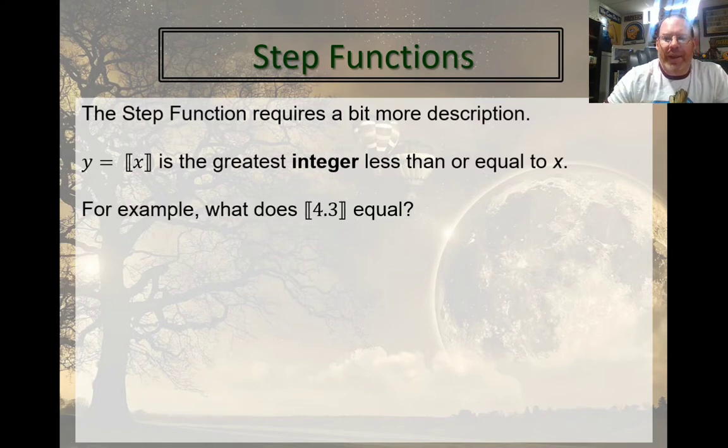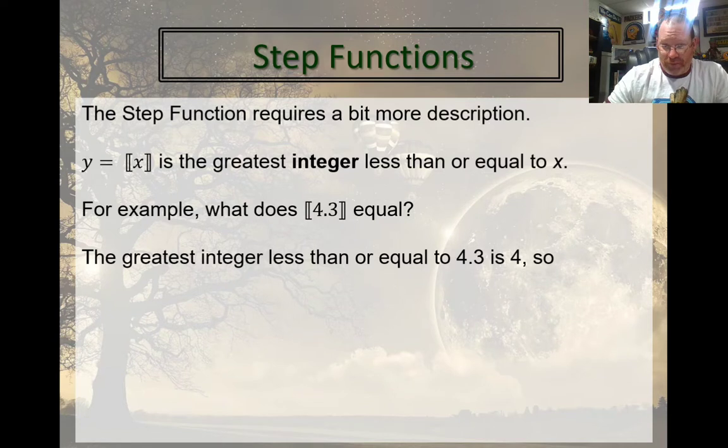So if you think about that, and we have 4.3 inside the double bracket, what is the greatest integer less than or equal to 4.3? It is 4. Okay, you can also think about this as a round down function, automatically round down. So the answer to the greatest integer of 4.3 is 4.